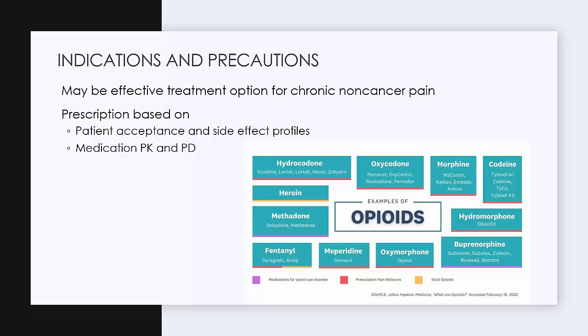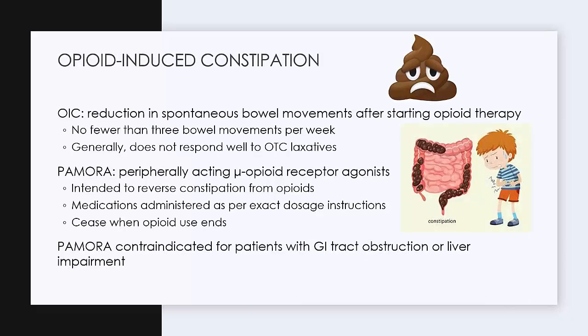Opioid choice should be based on a patient's acceptance, analgesic effectiveness, and pharmacokinetic, pharmacodynamic, and side effect profiles. The use of opioids often leads to opioid-induced constipation. Patients taking opioids should be counseled on proper intake of fluids and fibers and add a stimulant laxative or stool softener to the dosing schedule. Opioid-induced constipation is a reduction of the spontaneous bowel movements from the baseline to typically less than 3 bowel movements per week after commencing opioid therapy.